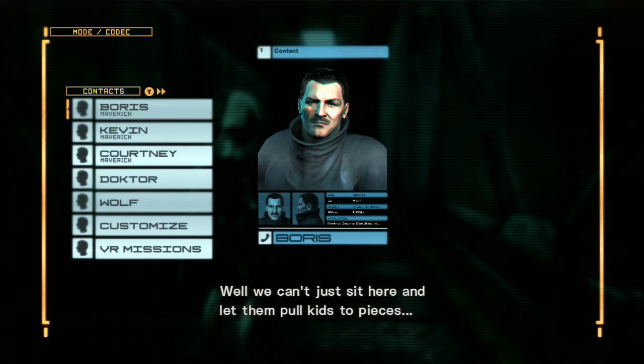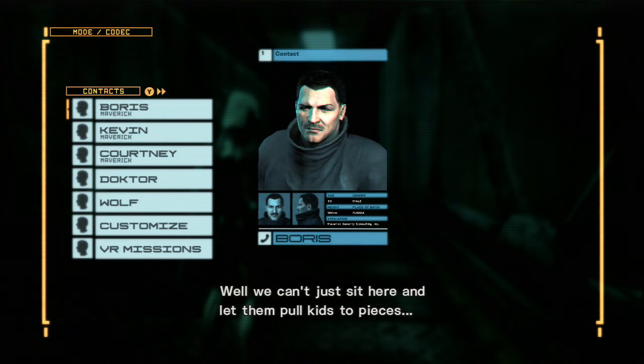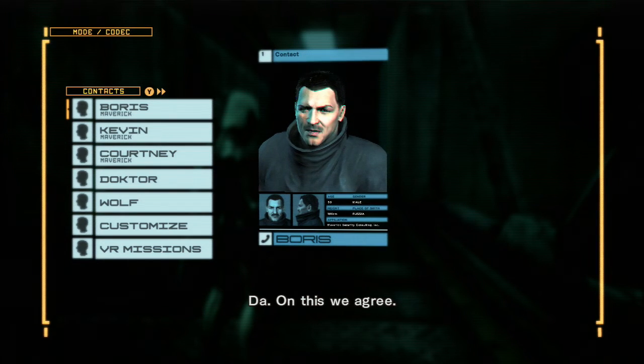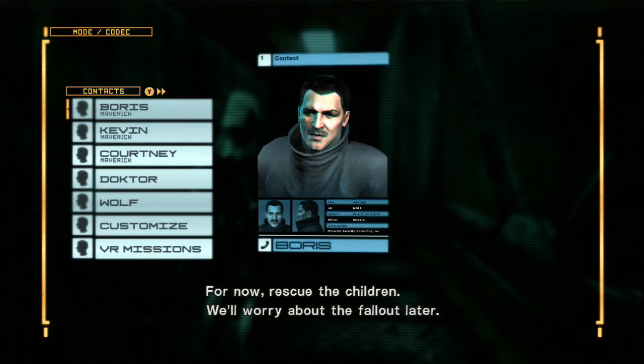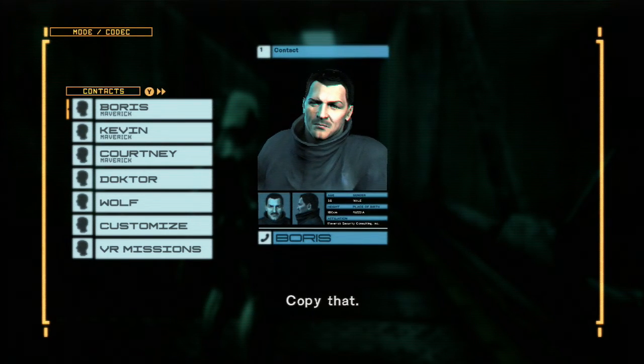Well, we can't just sit here and let them pull kids to pieces. Duh. On this, we agree. For now, rescue the children. We'll worry about the fallout later. Copy that.